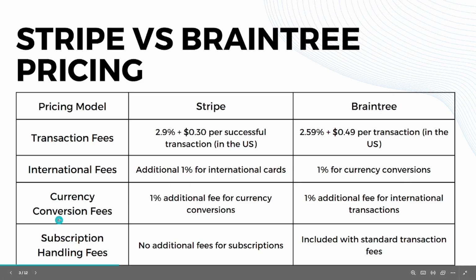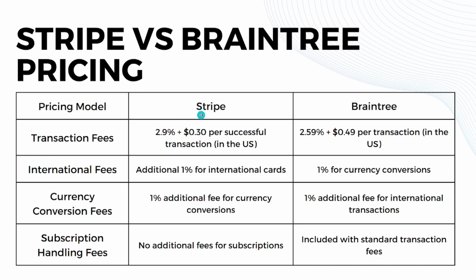So when it comes to currency conversion fees, as I said, Stripe also requires an additional 1% fee for currency conversion, while Braintree also has 1% for currency conversion. So for both international fees and currency conversion, both platforms require an additional 1% fee.